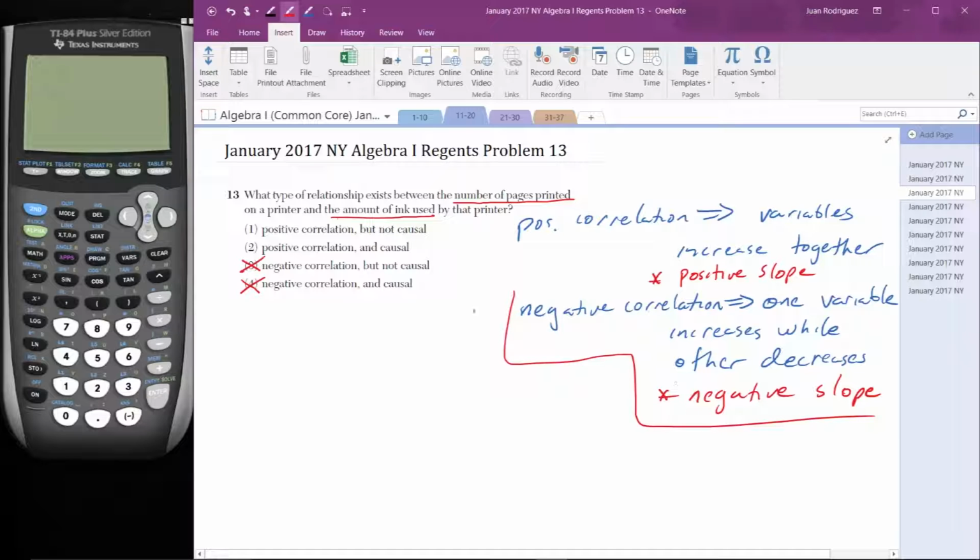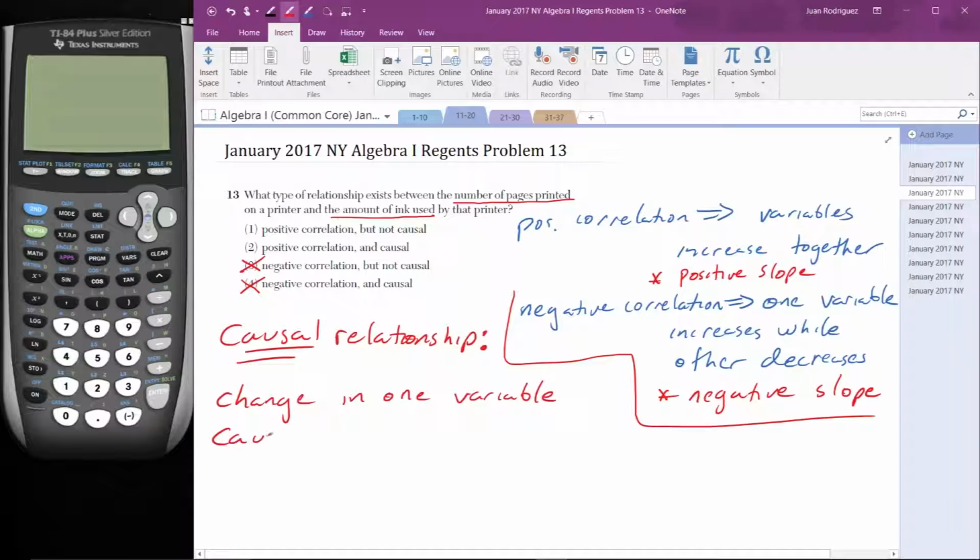I don't normally like using the word in a definition, but the word causal is meant to be very direct, even though students have trouble understanding what a causal relationship is. So let's use the word cause in the definition. A causal relationship is when a change in one variable causes a change in the other variable.